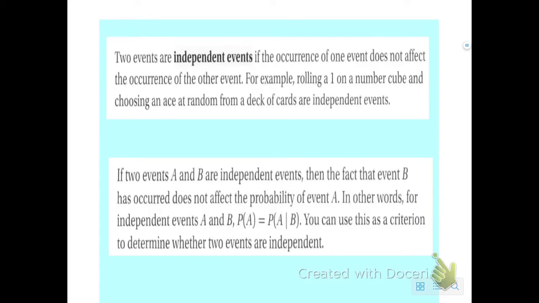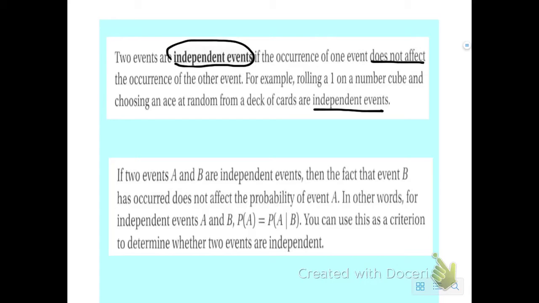Before we can do that, we need to know what independent events are. So the first part says 2 events are independent events if the occurrence of one event does not affect the occurrence of the other event. For example, if we roll a number cube and get a 1, it will not affect being able to choose an ace from a deck of cards, so those would be considered independent events.